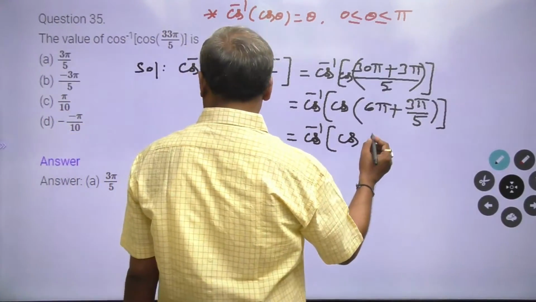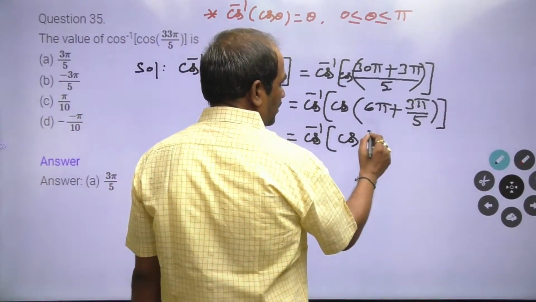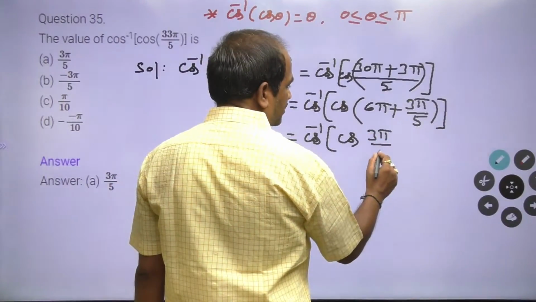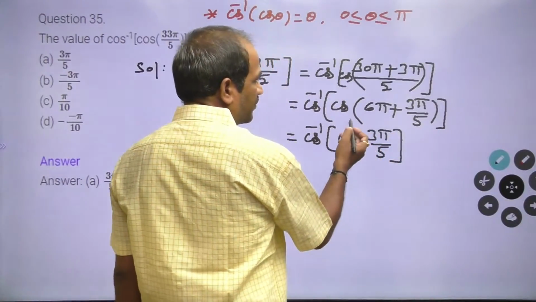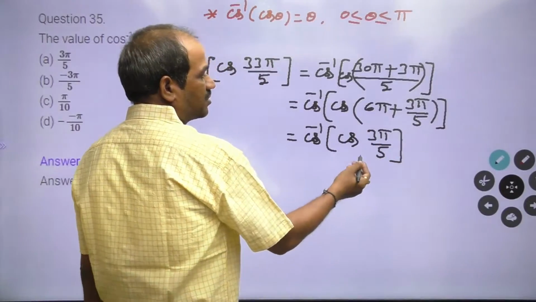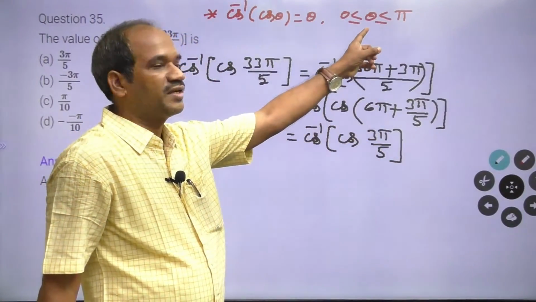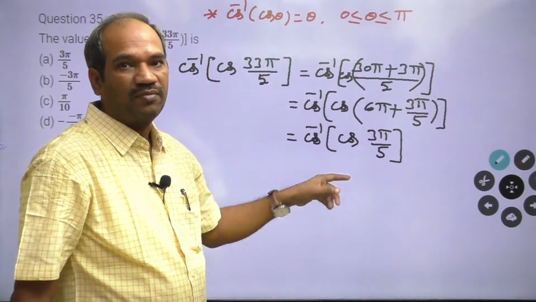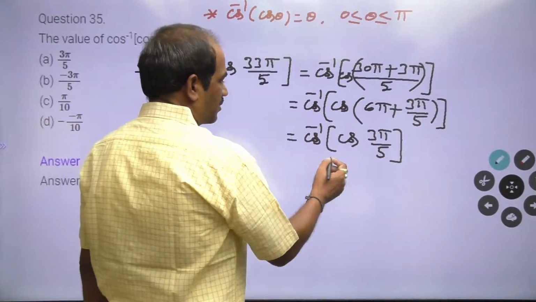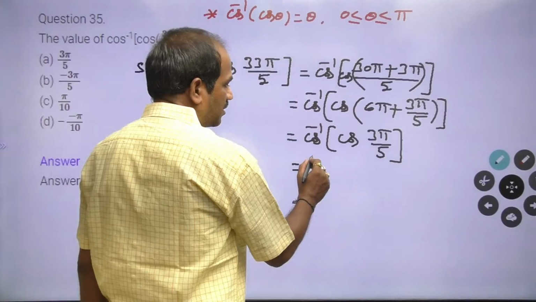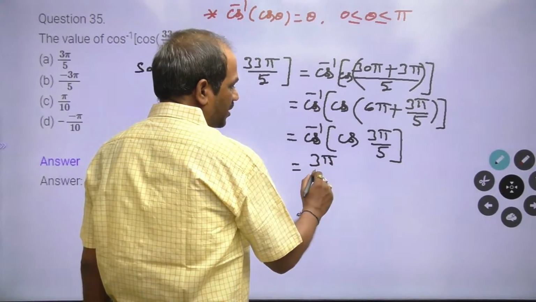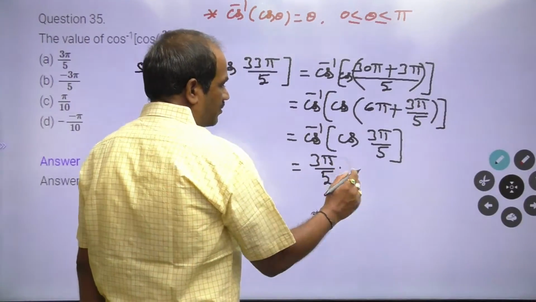So here, in the remaining value, cos theta, cos of 3 pi by 5. See here, cos of 360 plus theta is cos theta. 3 pi by 5 belongs to that interval, so apply that formula here. Cos inverse of cos theta is equal to theta, here the theta value is 3 pi by 5.